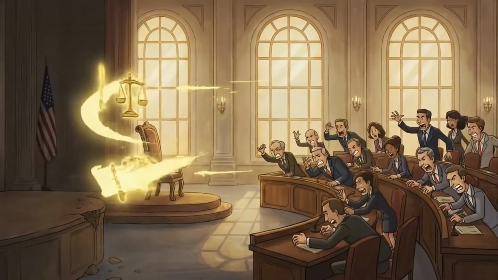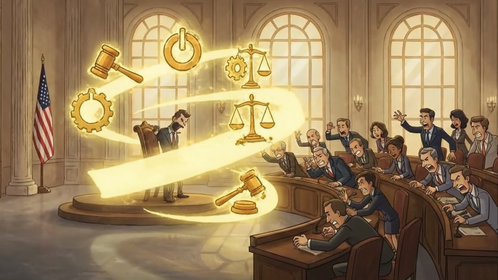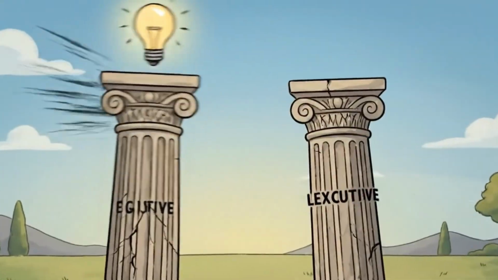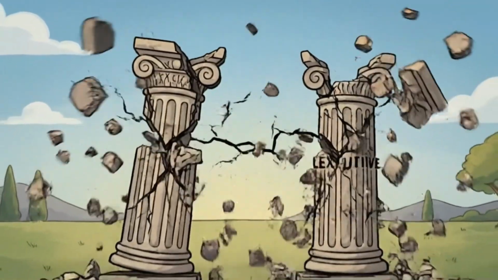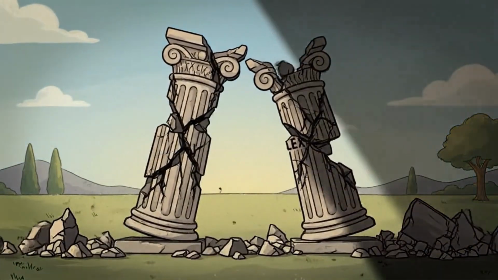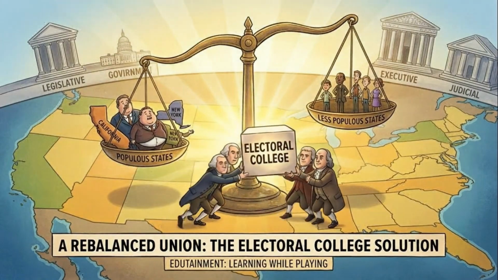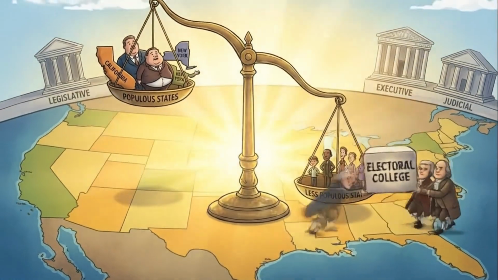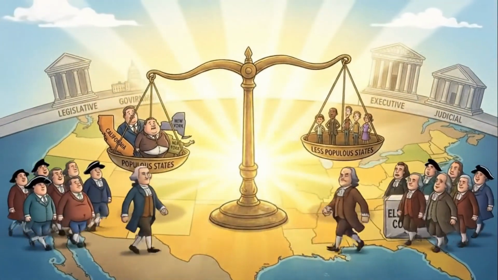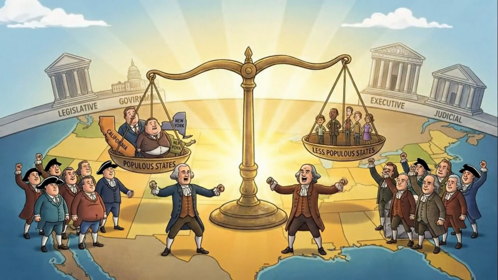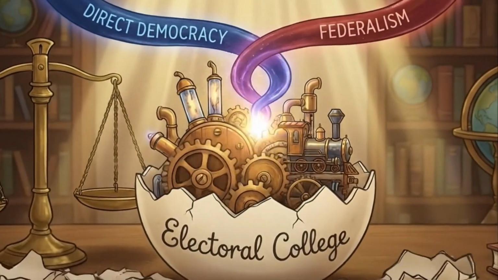On the other hand, electing the president by Congress was also considered, but that raised concerns about the executive branch becoming too beholden to the legislative branch, disrupting the carefully crafted separation of powers. What they needed was a compromise, a solution that balanced the power of populous states with the interests of less populated ones, and insulated the presidency from direct manipulation by either the public or Congress.